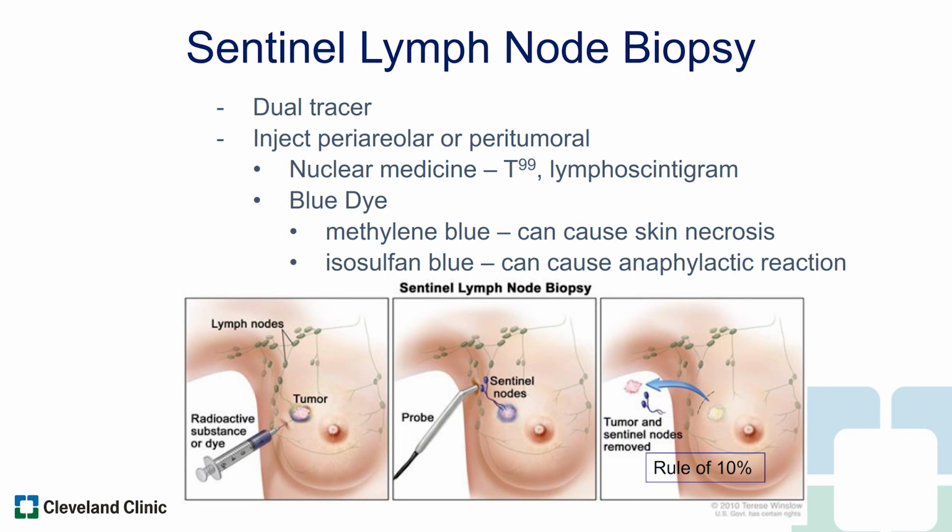Now the rule of 10 is that you're going to take out any lymph node that's 10% of the hottest lymph node. So if you identify a lymph node that has counts in 1,000, then you would need to remove any other lymph node that has counts higher than 100. So, rule of 10. When are you done with lymph node biopsy? When there are no other hot, blue, or abnormally palpable lymph nodes identified, that's when you know the sentinel lymph node portion of the surgery is complete, and you're actually removing the lymph nodes and sending them to pathology.